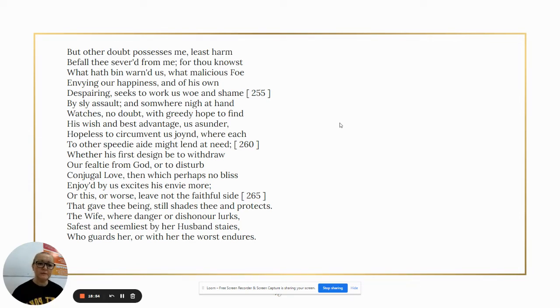So don't go, because I that gave you being, remember she comes from his rib, I shade and protect you. Safest and seemliest by her husband stays. That's a really nice little line to learn there. Safest and seemliest by her husband stays.